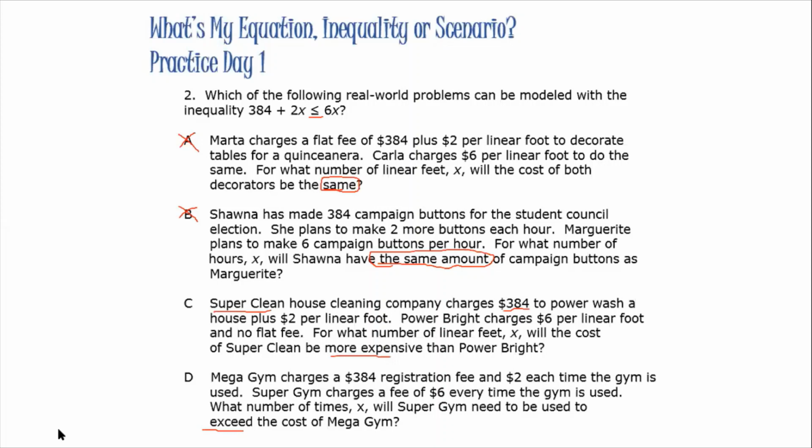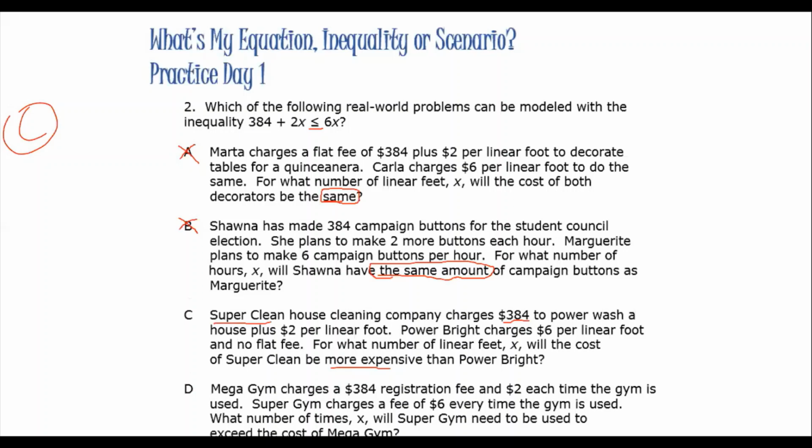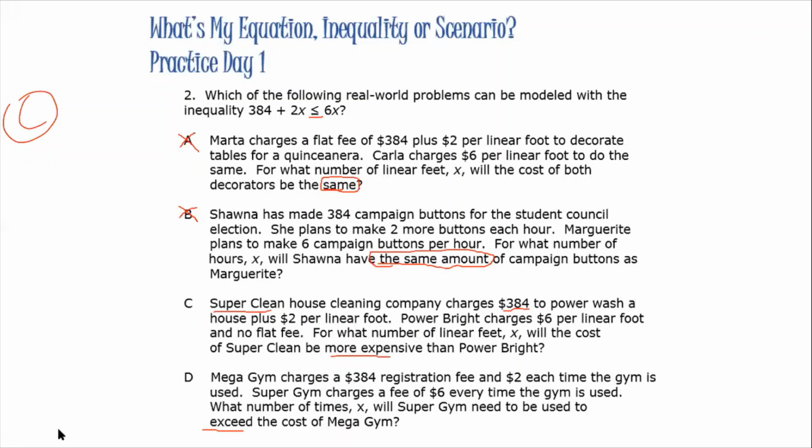So this is what you want to do. So I'm going to do C over here. And what I'm going to do is I'm going to say super clean house. So SC, right? And I'm going to say power bright. So PB. Okay. Now, the question is the one that's going to tell you where these expressions are going to go, but I'm just going to create them and then I'm going to place them where they go.